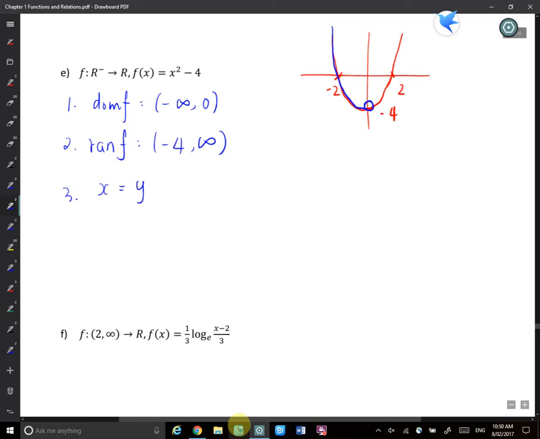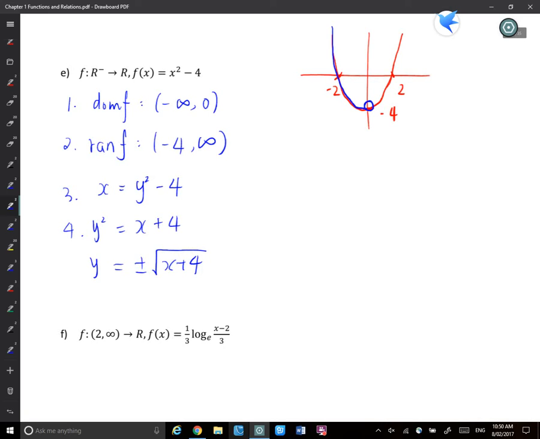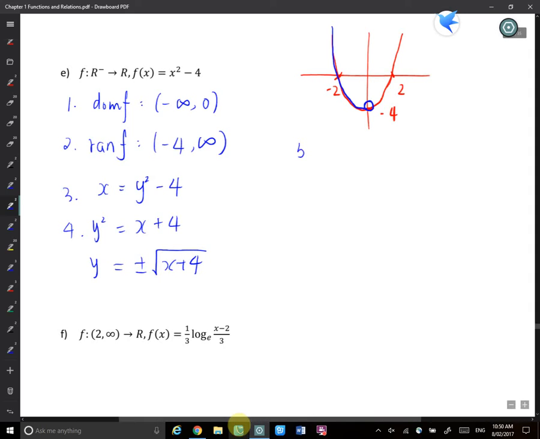And number 3, change the position of x and y. So x equals y squared minus 4. y squared equals x plus 4. y will equal plus minus root x plus 4. Okay, so again, I don't know whether I should take plus or minus, so I'll leave it here first. And number 5, talk about the domain of f inverse, which is the range of f, negative 4 to infinity. And number 6, I'll talk about the range of f inverse, which is negative infinity to 0.